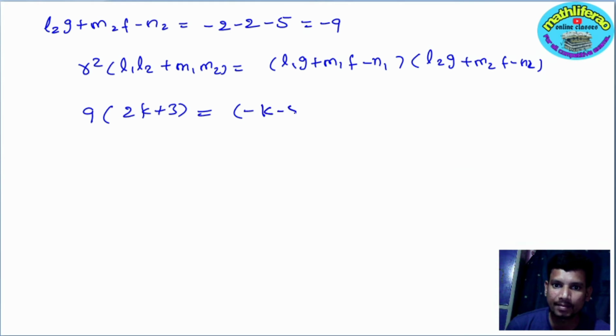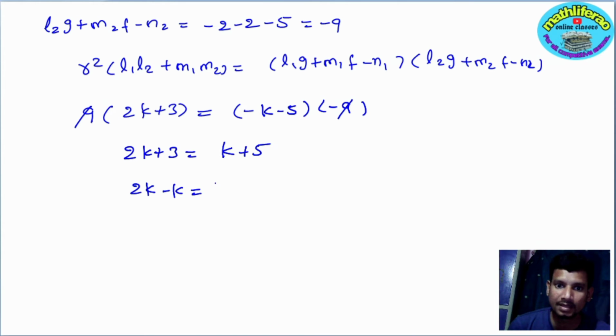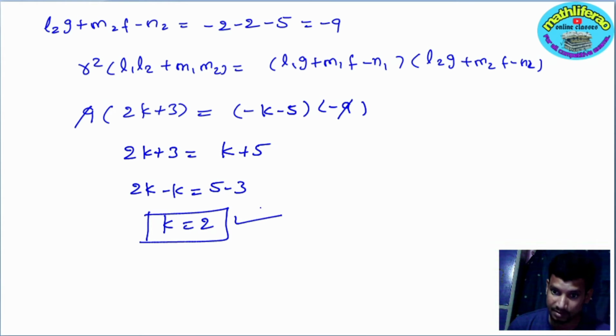Minus K minus 5 is the first value, and the second value is minus 9. So here 9 and 9 get cancelled. Remaining part: 2K plus 3 equal to minus, multiplying, K plus 5. So 2K minus K equal to 5 minus 3. K equal to 2. This is your answer.